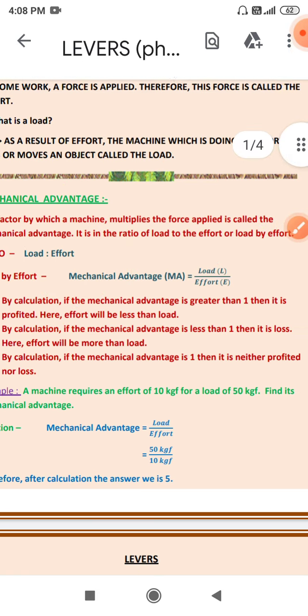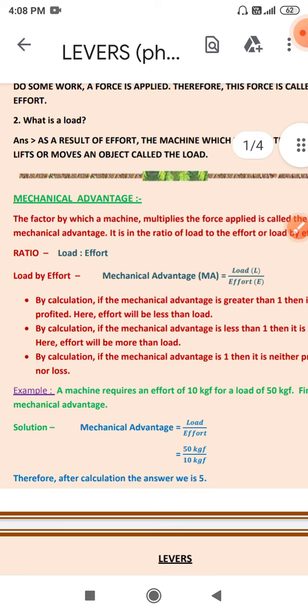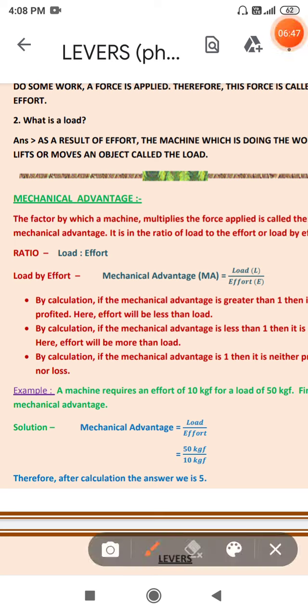Then by calculation, if the mechanical advantage is less than 1, then it is loss. Here effort will be more than the load. Now if we are getting less than 1, suppose -1, -2, rather 0, like this, then our mechanical advantage will be less than 1, and over here we are getting it as a loss. Okay, because we are putting in more effort but getting the result less. More effort is provided but less output is got.